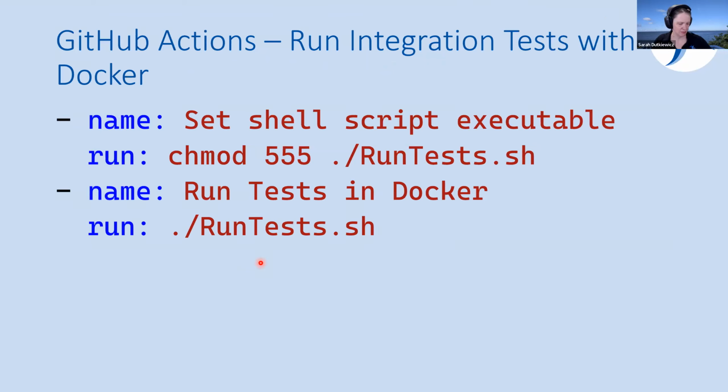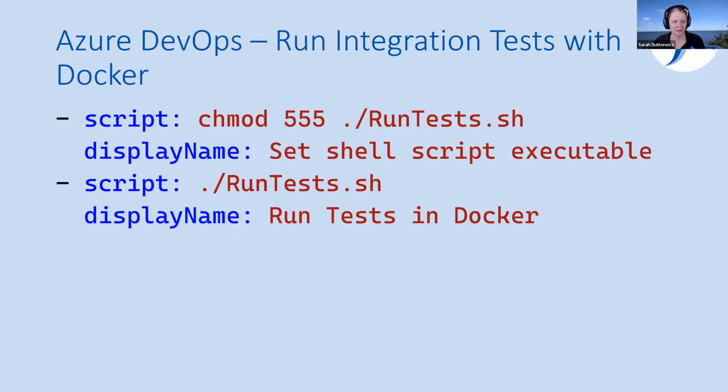Now with shell scripts, just because they are a .sh does not mean that they can be executed as is. You still have to set them executable. And that applies for both GitHub Actions and for Azure DevOps. So in GitHub Actions, you can run that with your chmod 555 runtests using the run and name. And then Azure DevOps, this is going to look really similar. The difference is instead of run, it's script, and instead of name, it's displayName.